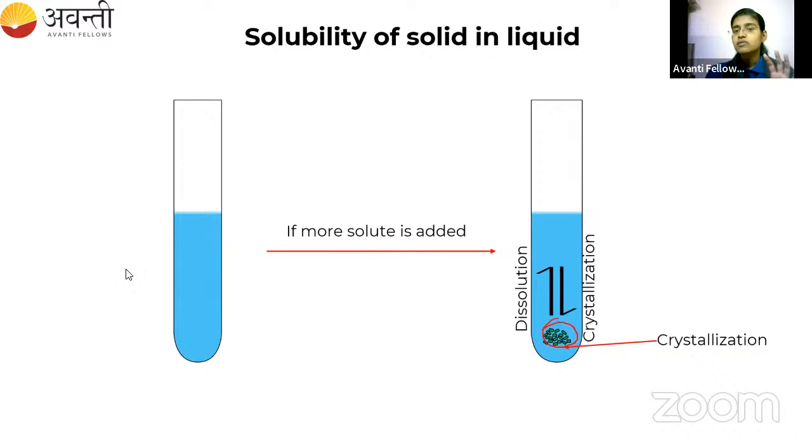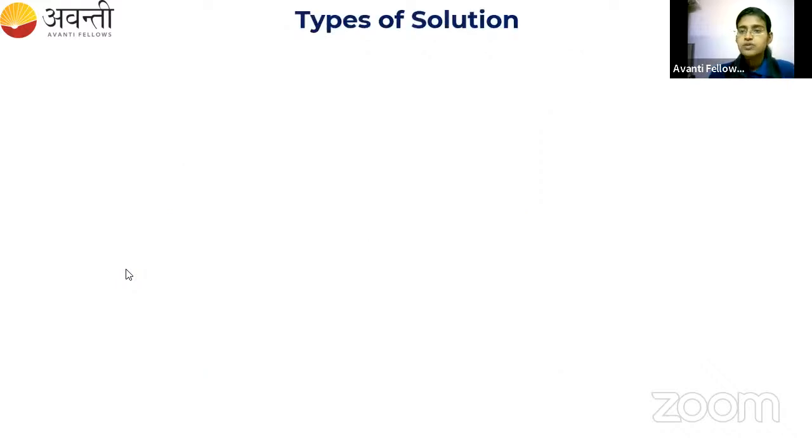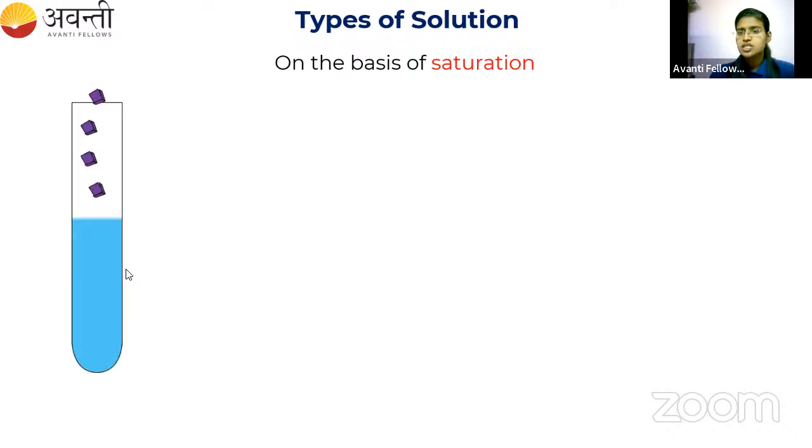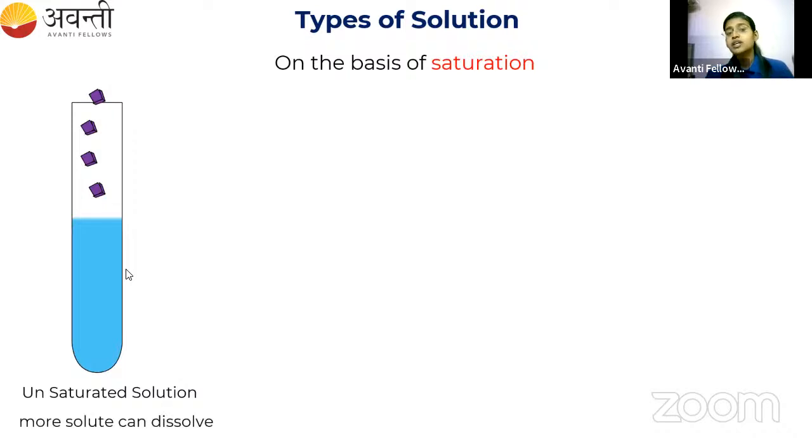Now with this, I'll discuss some types of solution with you on the basis of saturation. I am going to take three pictures for you. In the first picture, we have a solution already. I'm going to call this solution an unsaturated solution. So what is meant by unsaturated solution? More solute can be dissolved further. All of you can see some four crystal particles coming down into the solution. If I can add more solute to a particular solution, then that solution is called an unsaturated solution, where more solute can be added further.